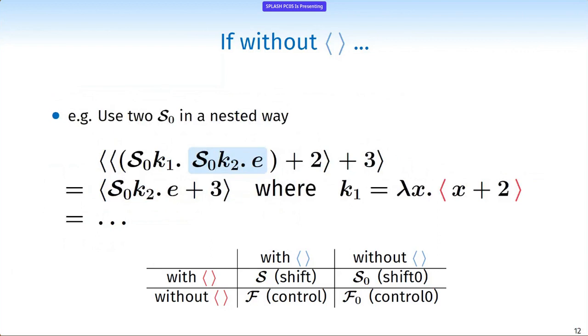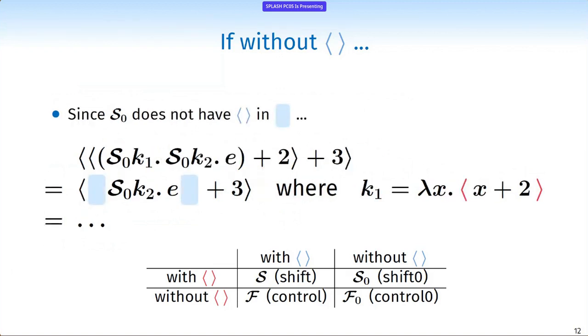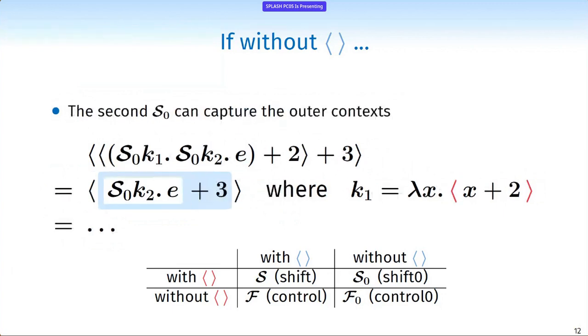Similarly, if we don't have blue delimiters, what happens? In this example, I use two shift0 operators in a nested way. As I mentioned, since shift0 does not have delimiters in the blue area, shift0 can capture the context outside of the outer context like this. This kind of thing happens in the case of shift0 and control0.